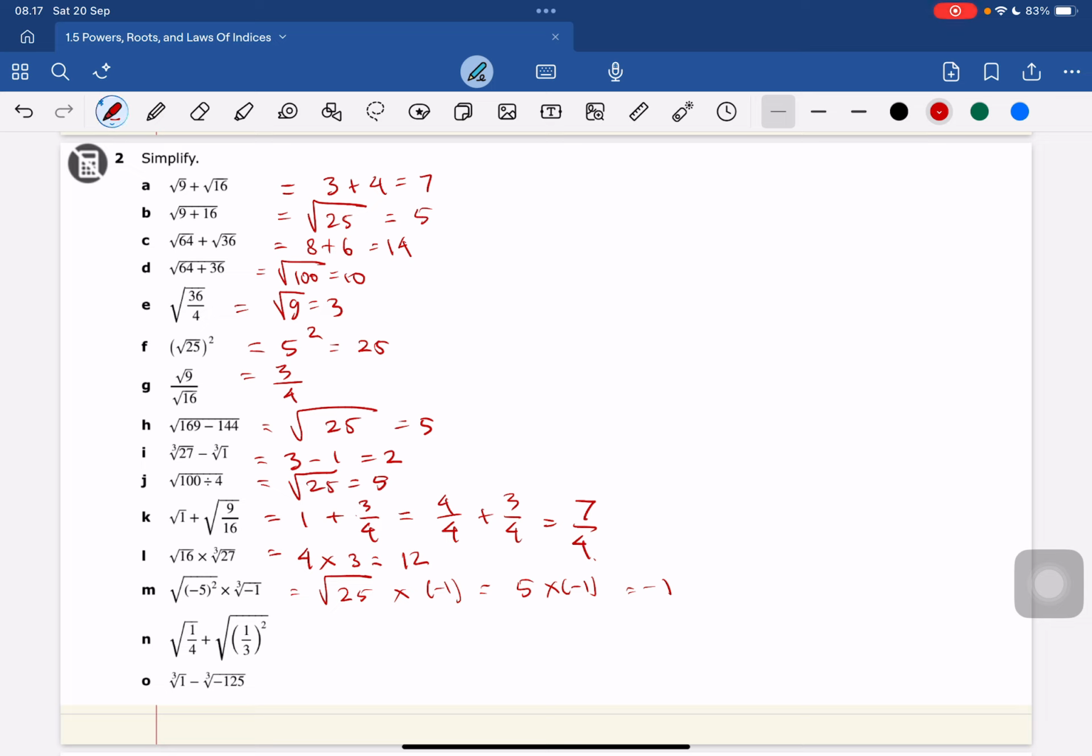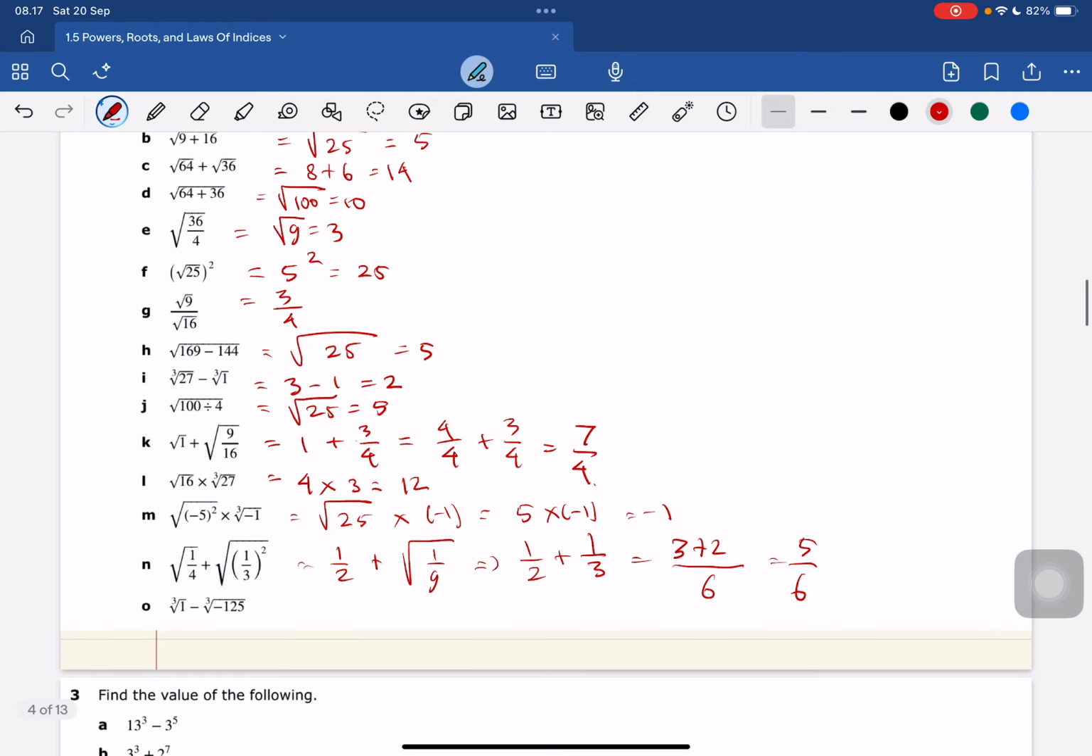Next, we got square root of 1 over 4. So this means 1 over 2 plus square root of 1 over 9. So let's proceed. 1 over 2 plus 1 over 3, which is, let's make the denominator the same, 6. 6 divided by 2 is 3. Okay, it's 3 plus 2, or 5 over 6.